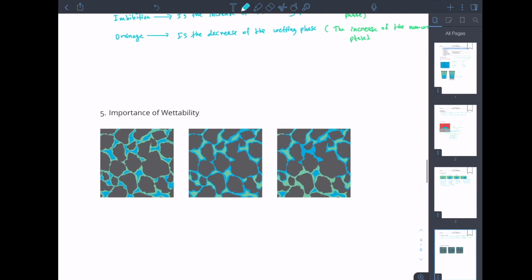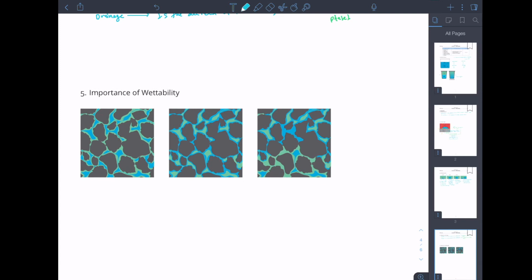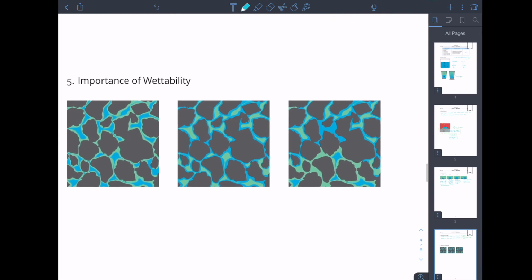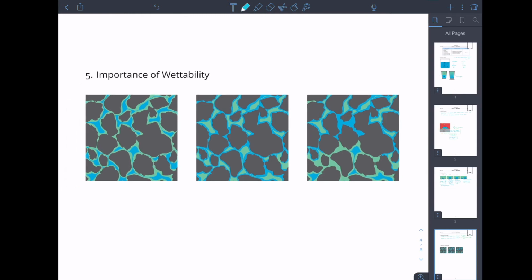So now let's move on to the importance of wettability. In this system, we have three different units or three different systems on the left-hand side, in the middle, and on the right-hand side. The first thing for us is to identify the wettability. We can easily identify the wettability as follows. On the left-hand side, I can say that the system is oil wet, and the reason is that oil is surrounding the grains and it seems that the grains prefer to be in contact with the oil rather than water. As you can see here, all the grains are surrounded by oil.